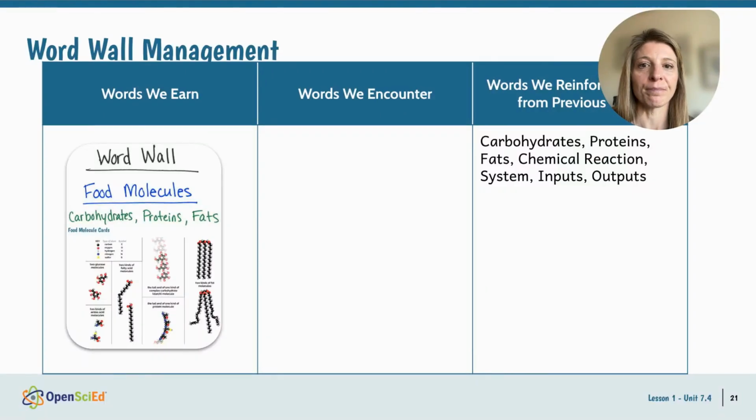Word wall management. All right, in part 4, you want to add the word food molecule. You're going to be reinforcing words like carbohydrates, proteins, fat, chemical reactions, systems, inputs, and outputs. And again, these are all the words that we learned in 7.1 bath bombs and 7.3 McKenna.